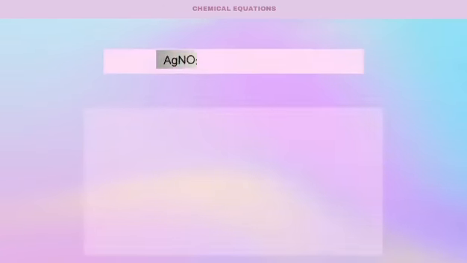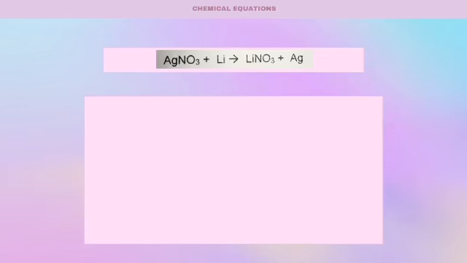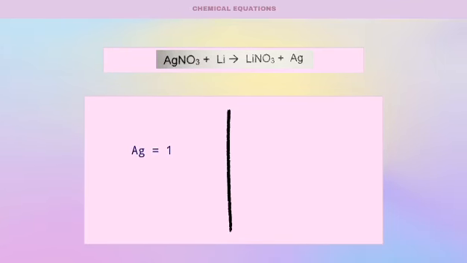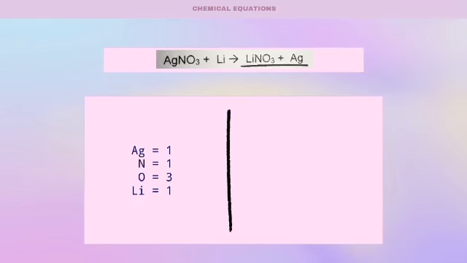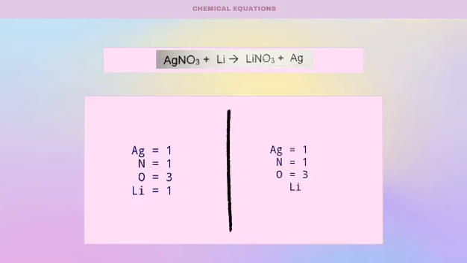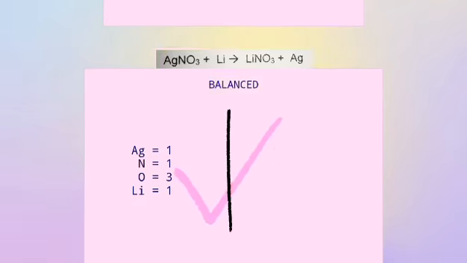With the equation AgNO3 plus Li equals LiNO3 plus Ag, there are 1 silver atom, also 1 nitrogen atom, and 3 oxygen atoms being added to 1 lithium. I will list them on this side, so Ag equals 1, N equals 1, O equals 3, Li equals 1. There are 1 lithium atom, also 1 nitrogen atom, and 3 oxygen atoms being added to 1 silver atom, so Ag equals 1, N equals 1, O equals 3, Li equals 1. Since the number of atoms in each element is the same on both sides of the equation, it is already balanced.